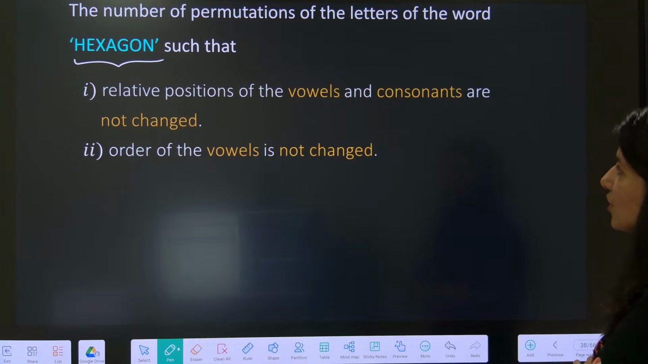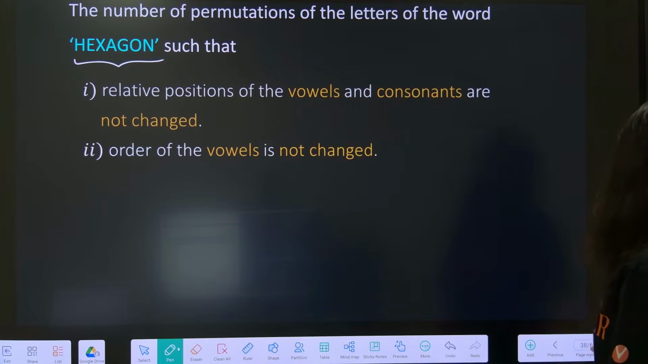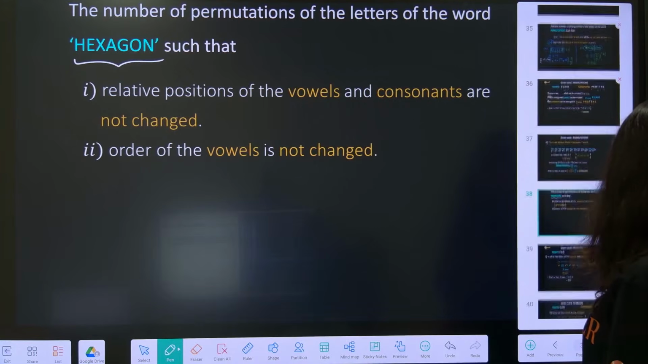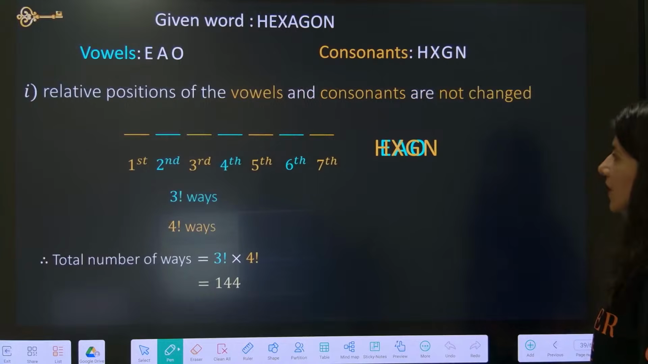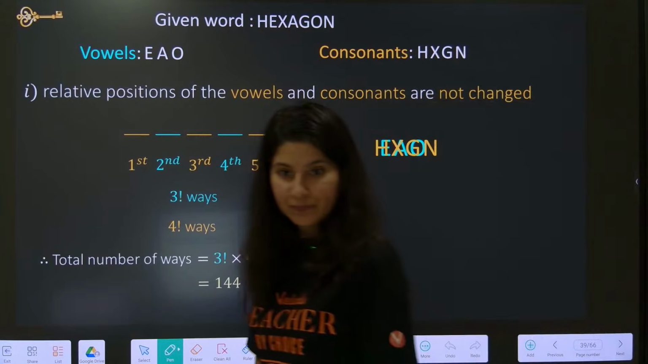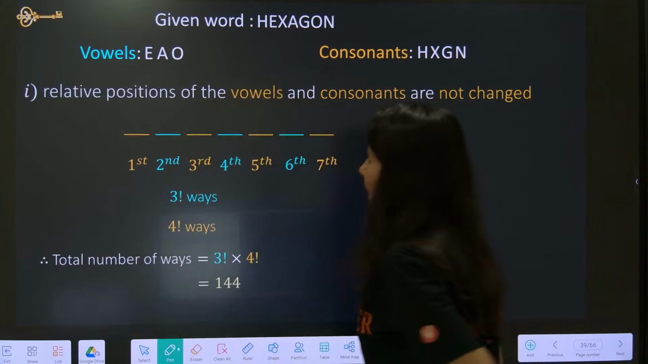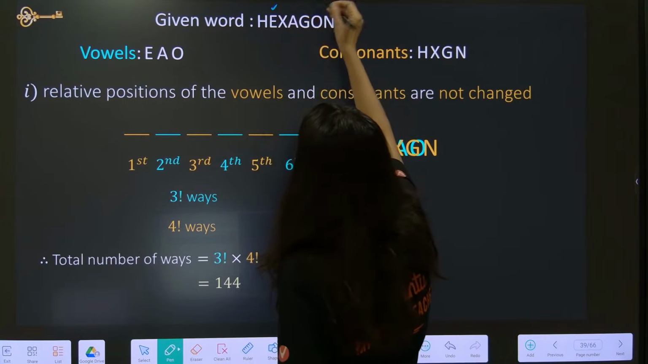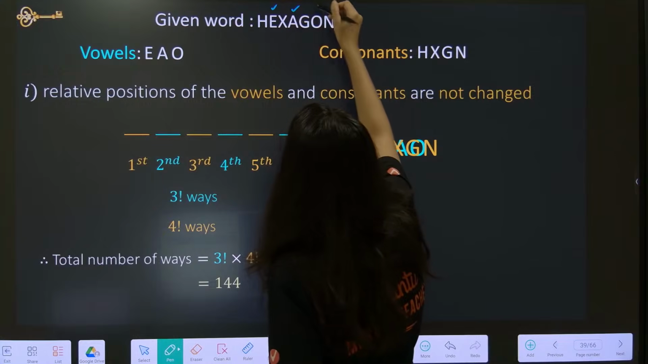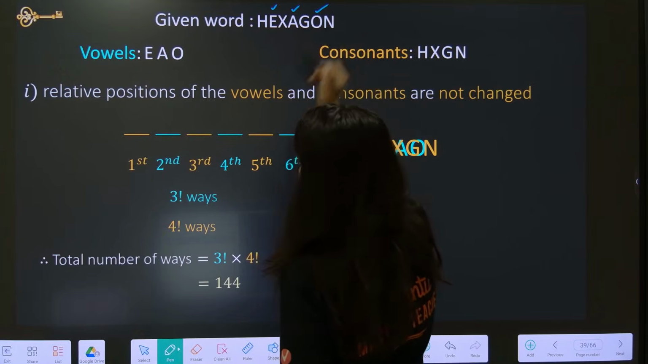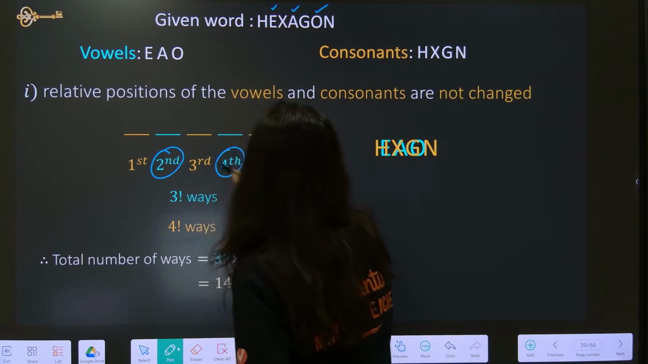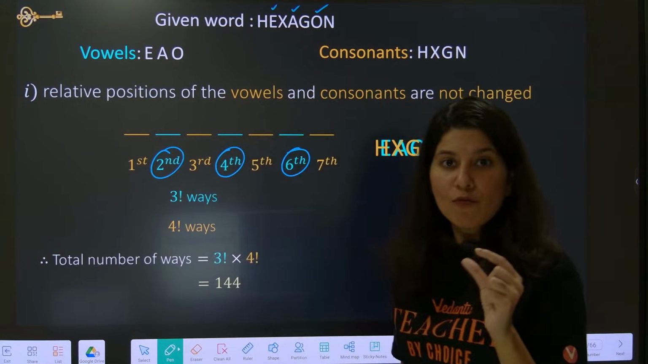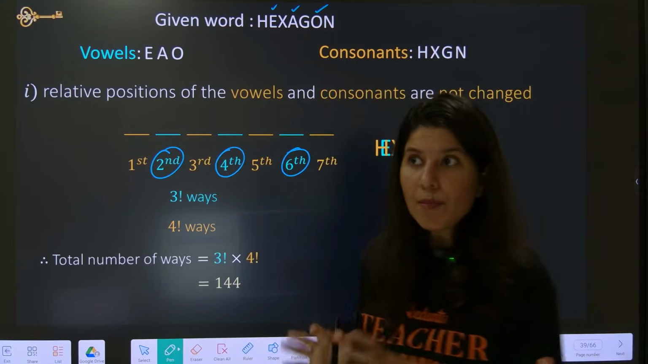Relative position of the vowels and consonants are not changed. Okay, understand what they are trying to say. Understand that in hexagon the vowels are at second position, fourth position and sixth position. Second, fourth and sixth. That means vowels can shuffle among each other.